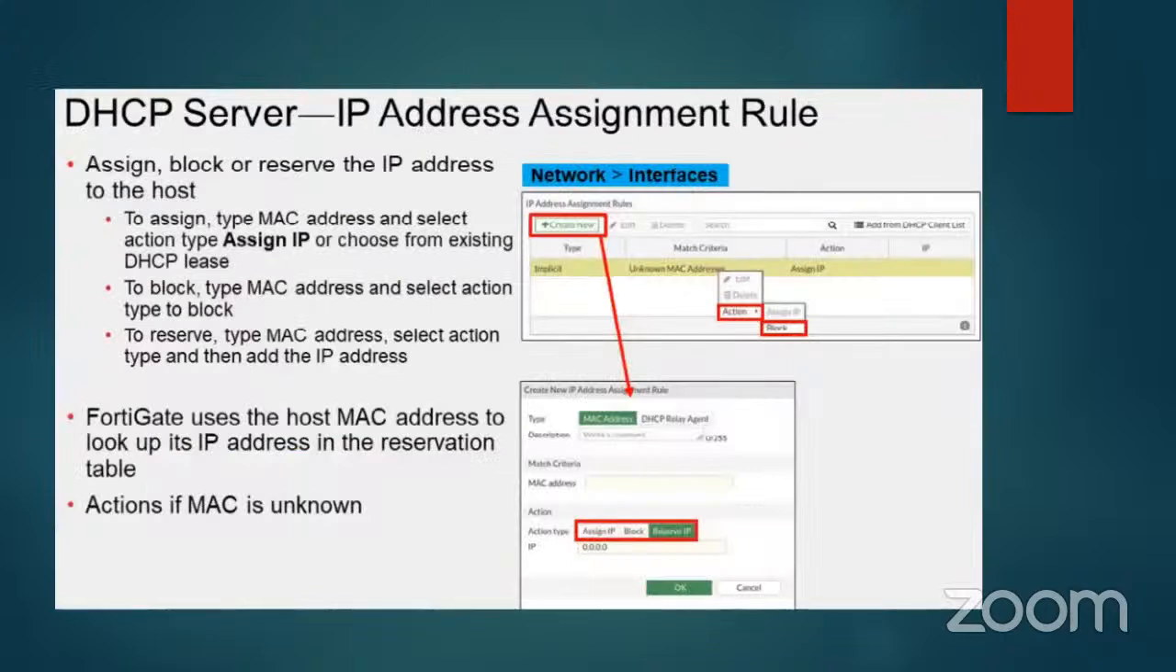And this is something about the IP address assignment rule. Assign, block, or reserve IP addresses to the host. We can do that based on MAC type; we can assign the IP or choose from the existing ones, or reserve the IP for a particular MAC address if we want. We can do that through the FortiGate also. I'm not sure if other firewalls can do that. They can behave like a DHCP and DNS server, but do they give this granular control? I'm not sure. But at least we get that on FortiGate.